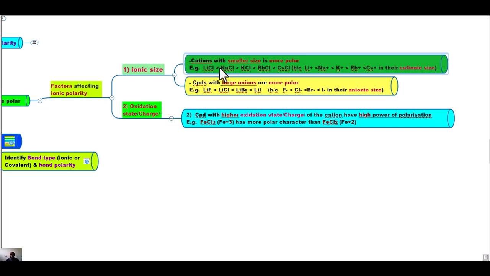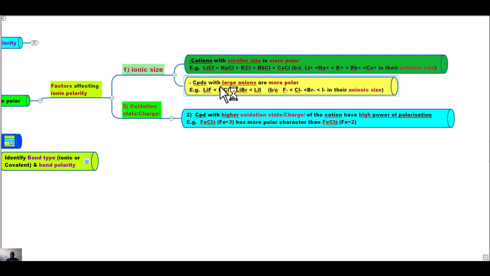For example, if you compare these compounds, which one is the more ionic compound? Lithium chloride has more ionic character because cations with smaller size are more polar. If you compare the size of the lithium ion, sodium ion, and the cesium ion, the lithium ion has the smallest cationic size. So lithium chloride is more polar than the others.